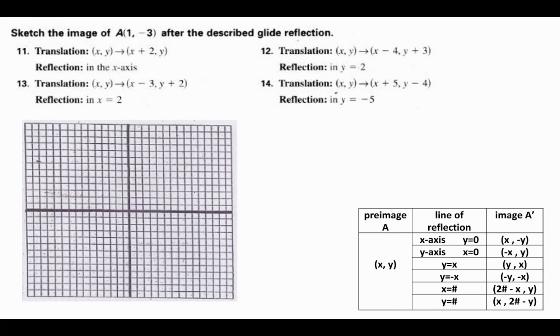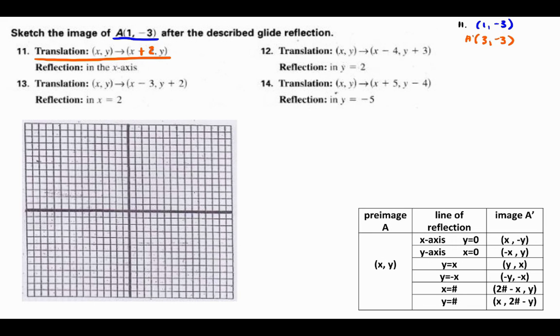So we're going to do some glide reflections, and then we're going to sketch the image in the coordinate plane. With problem 11, we're going to start with point A at 1, -3. According to our rule, we're then going to do a translation. And remember, a translation, you do exactly what it says. So we're going to add 2 to the x coordinate, do nothing to the y. So this means that my A prime is going to be at 3, -3.